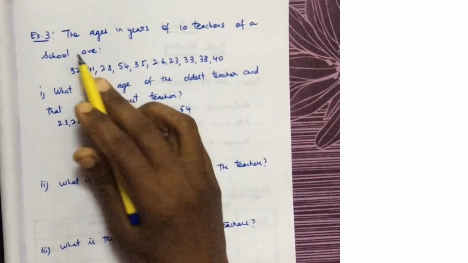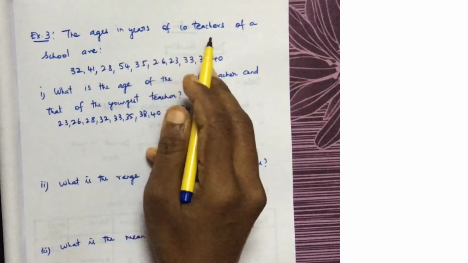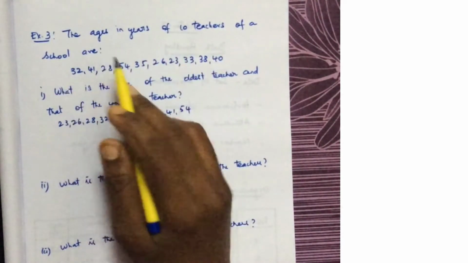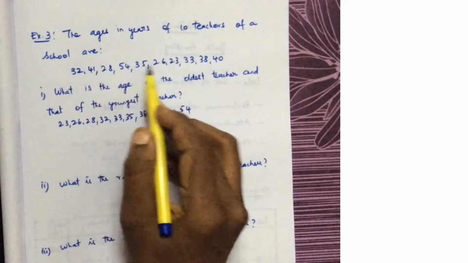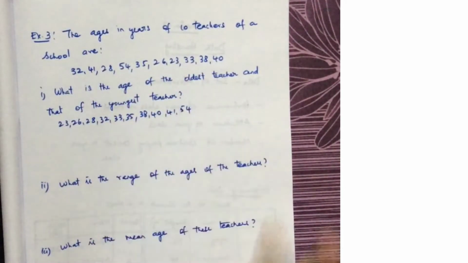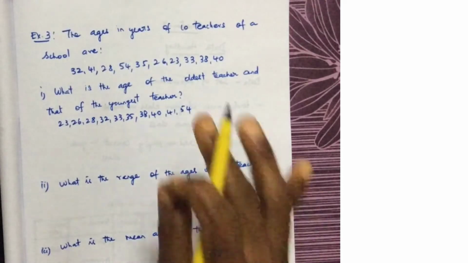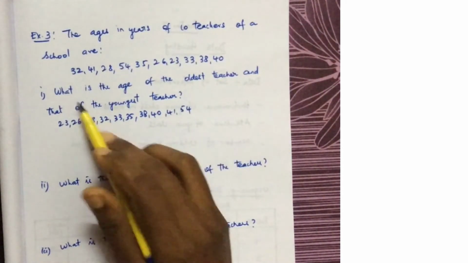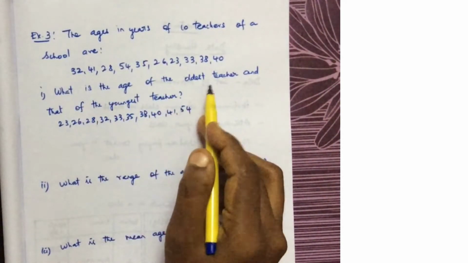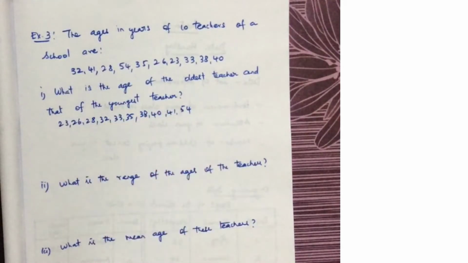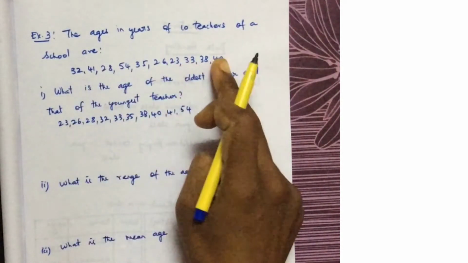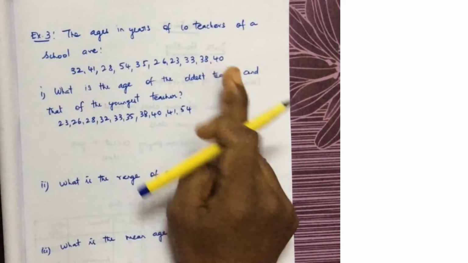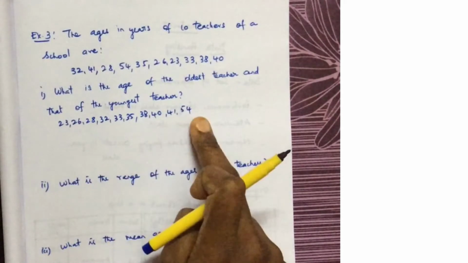Next problem. The ages in years of 10 teachers of a school are given, 1, 2, 3, 4, 5, 6, 7, 8, 9, 10. Totally 10 teachers are there. What is the age of the oldest teacher and that of the youngest teacher? You have to write the age of the oldest teacher and the youngest teacher. For that, you have to arrange these numbers in ascending order. Here I have written it in ascending order.